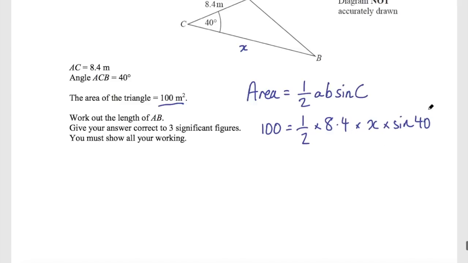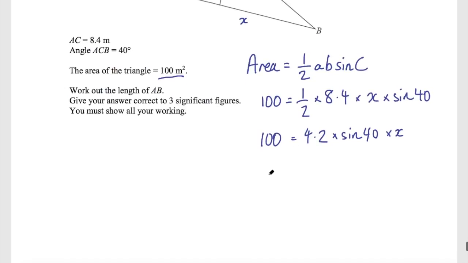So let's first do some working out. So this is going to be 100 equals half of 8.4, which is 4.2, times sine 40 times X. And so therefore X is going to be 100 divided by all of this. So to get rid of this on the right hand side, I can divide by it on the left hand side. So X is going to be 100 divided by 4.2 times sine of 40.